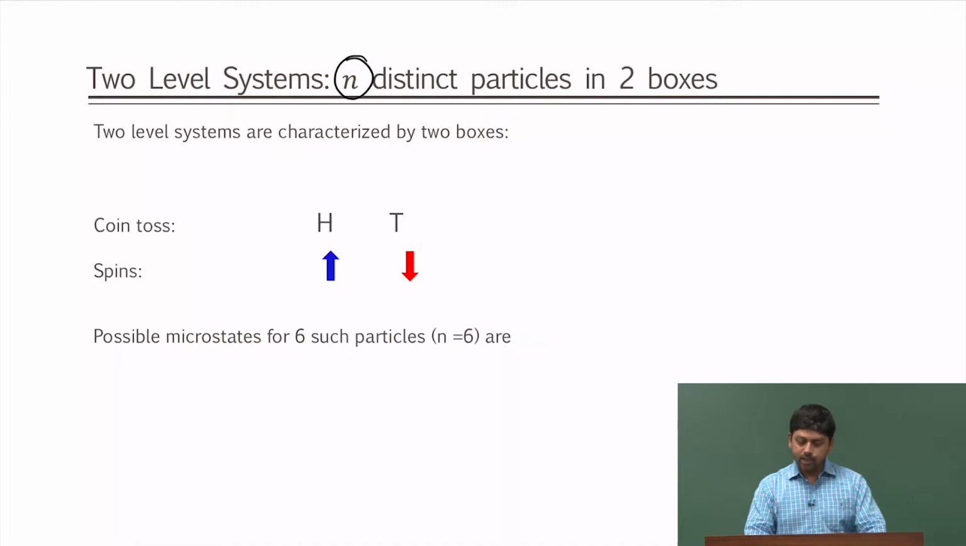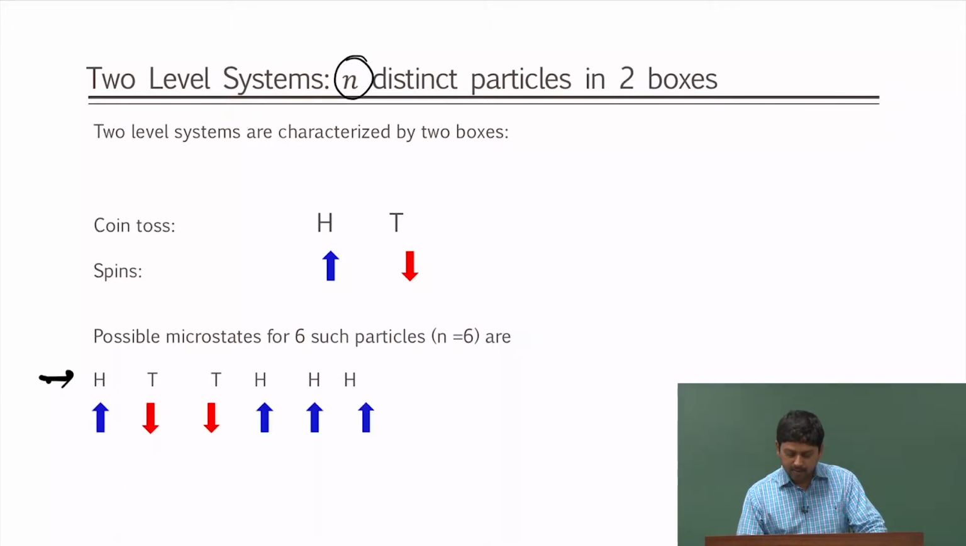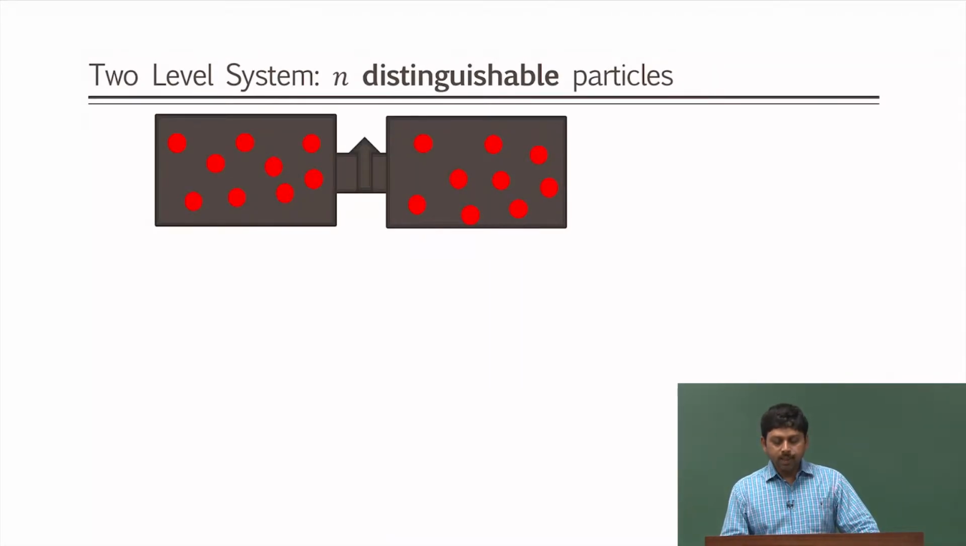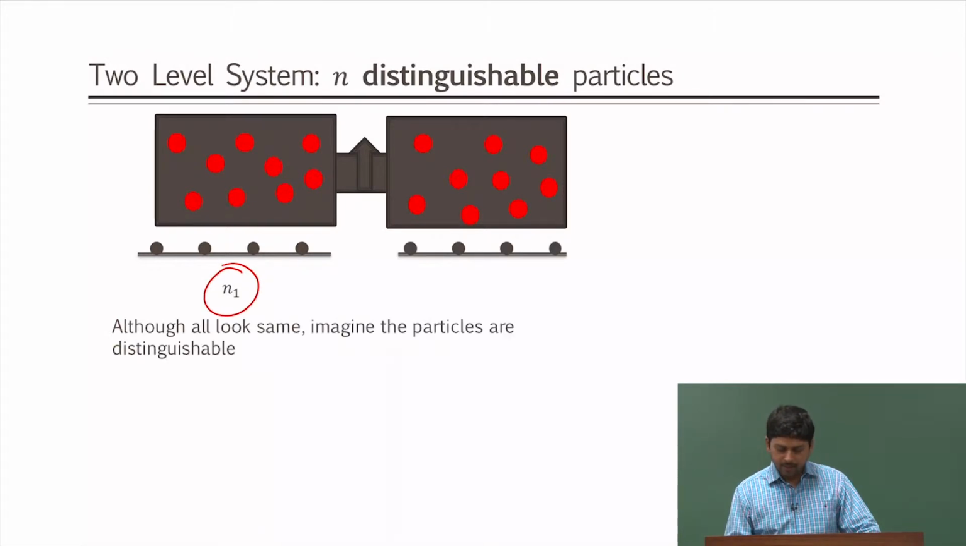Now, a possible microstate of 6 such particles is this configuration H T T H H H, let us say one possible configuration. How many possibilities will we get? Correspondingly, let us say the spin is also up, down, down, up, up, up. Now, let us take a two level system for n distinguishable particles, which means essentially that I have two boxes, two chambers, this and this, and these are the two levels that I talked about. In one level I have n1 particles, in the other level I have n minus n1 particles.